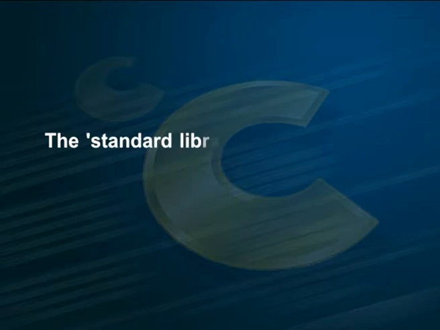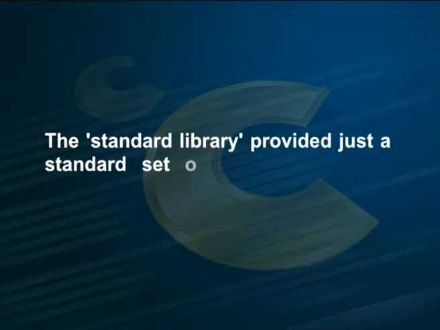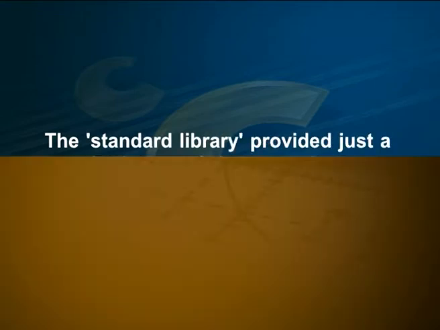They chose the second option, and the standard library provided just a standard set of input and output operations in the header file stdio.h that is part of the standard C libraries. The actual implementations of these functions vary from platform to platform and are not included in this file. Implementations are available as object files for various platforms.